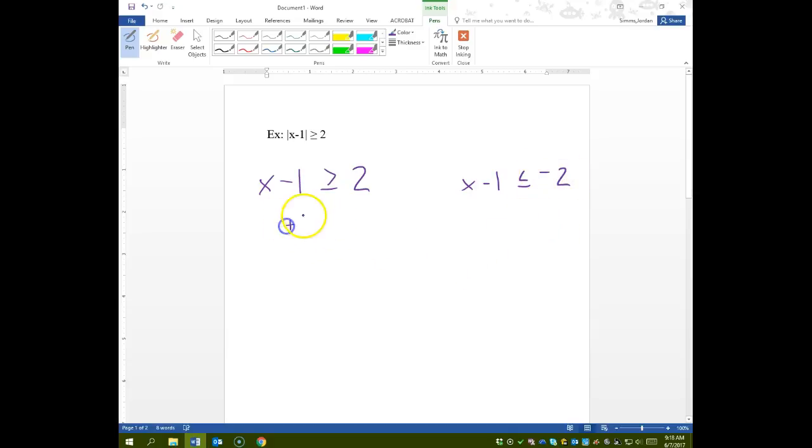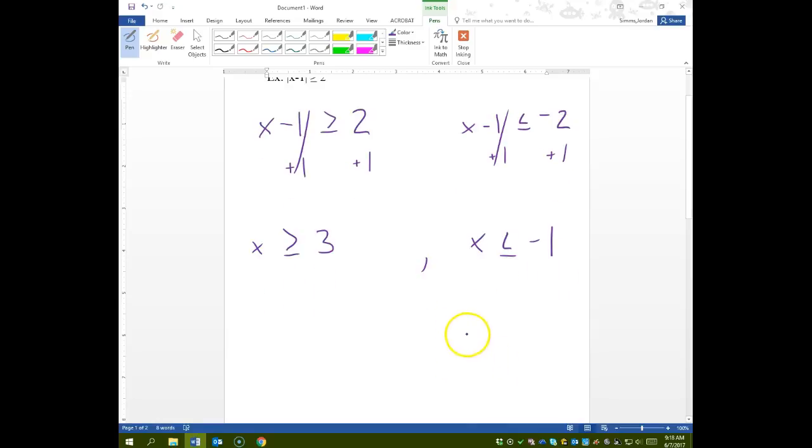I'm going to solve each of these now by algebra. I'll just add 1. We'll do the same over here. We'll do them all at once. So we're going to have x is greater than or equal to 3, and we're going to have x is less than or equal to negative 1. So here's the part now where we have to graph this on a number line. So remember a number line, essentially an x-axis, starts at 0. And let's put in some numbers here.